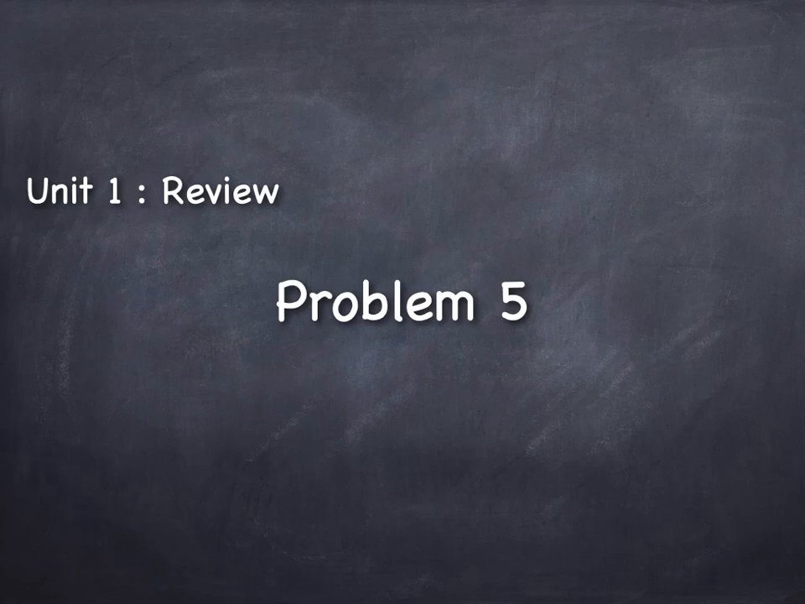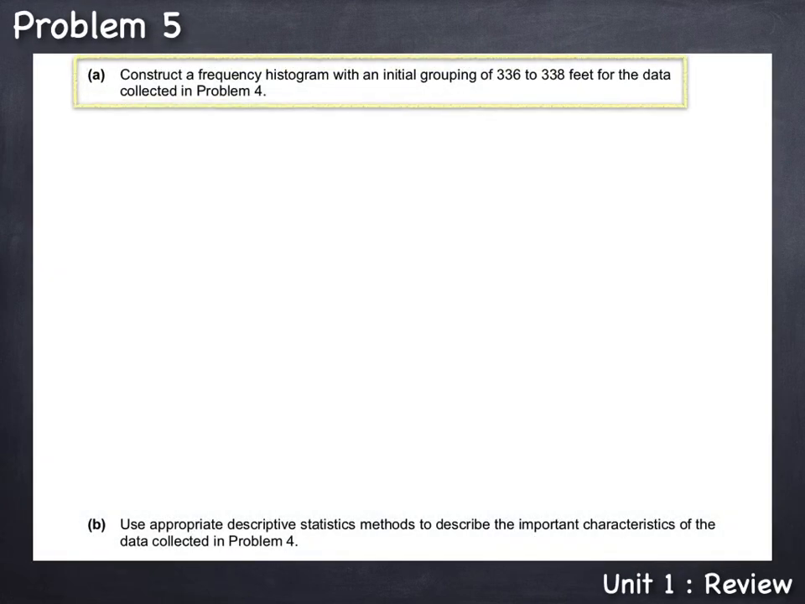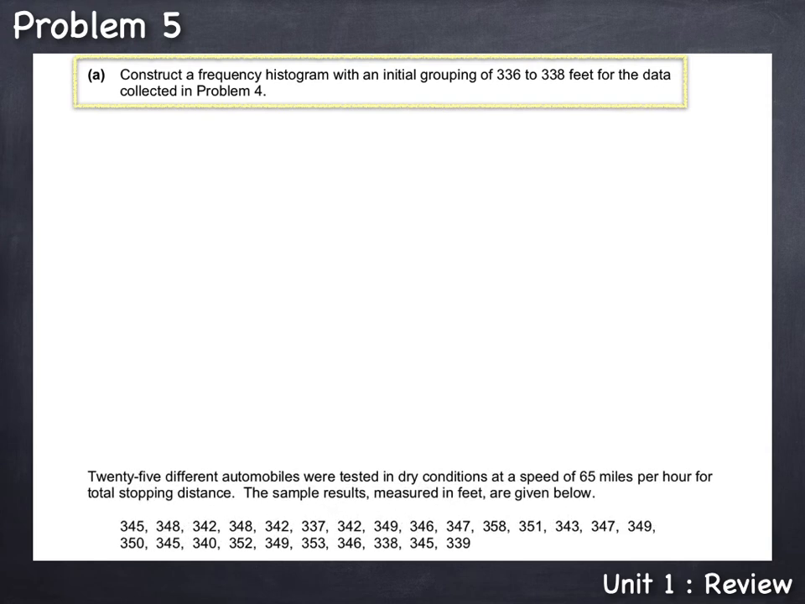Unit 1 Review, Problem 5. Part A. Construct a frequency histogram with an initial grouping of 336 to 338 feet for the data collected in Problem 4. The data collected in Problem 4 was the total stopping distance for a sample of 25 automobiles driving in dry conditions at a speed of 65 miles per hour.